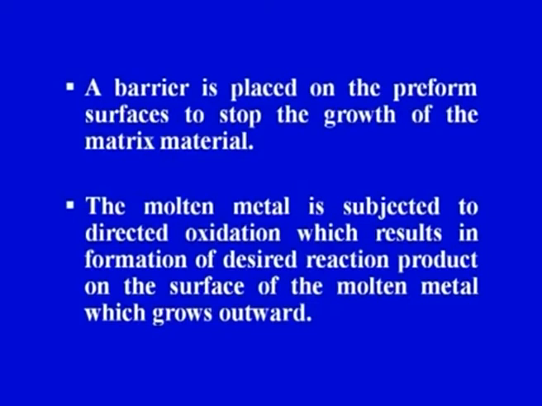So on your screen you can see a barrier is placed on the preform surfaces to stop the growth of the matrix material. So here also we have prepared a preform, and in this particular preform the matrix would grow, and how the matrix would grow, that we would be seeing with the help of a diagram, but there would be a covering or a barrier that would be placed on top of the preform, so as to restrict the growth of the matrix material.